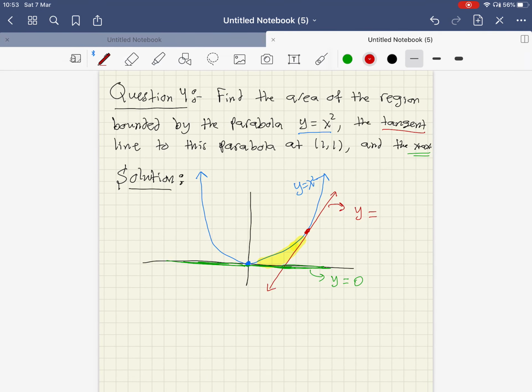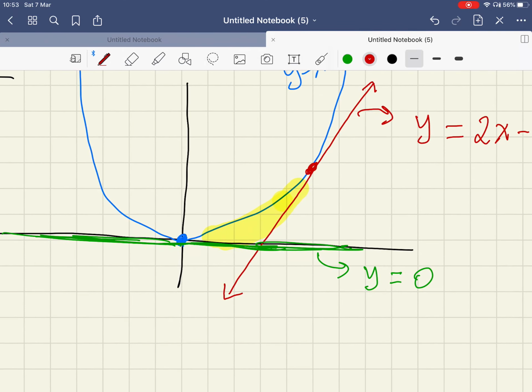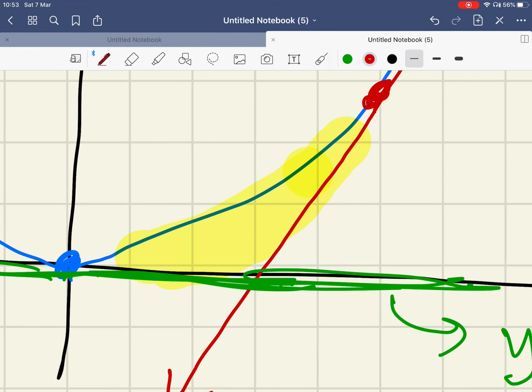So going back here, my y is equal to 2x minus 1. Now there is a catch here. If you can notice, let me zoom in for you and you can tell me about my region. There is something very weird about my region. Actually, my region is divided into two regions. Can you see them? It's true.